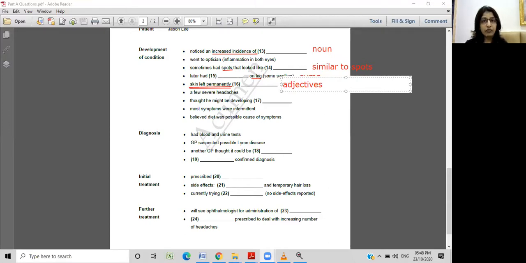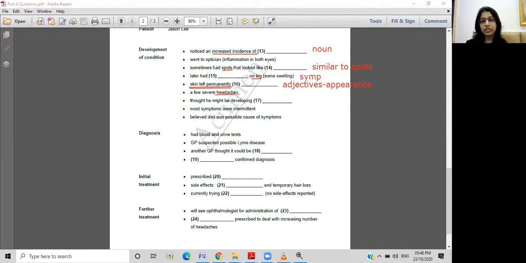It may become rough, yeah. Maybe the color may change permanently. Yes. So I'm looking for adjectives probably that describe more of an appearance of the skin. Then headaches. So that is already given.